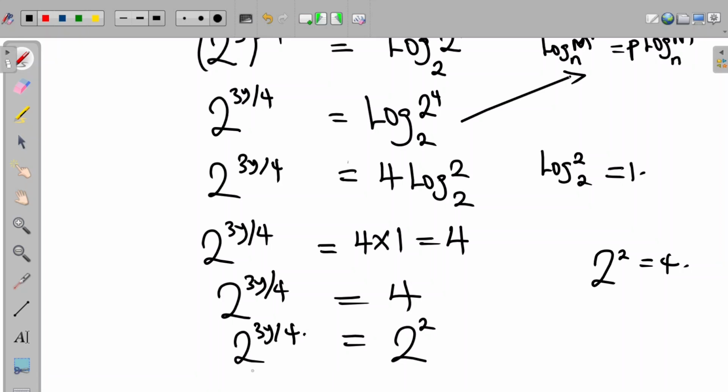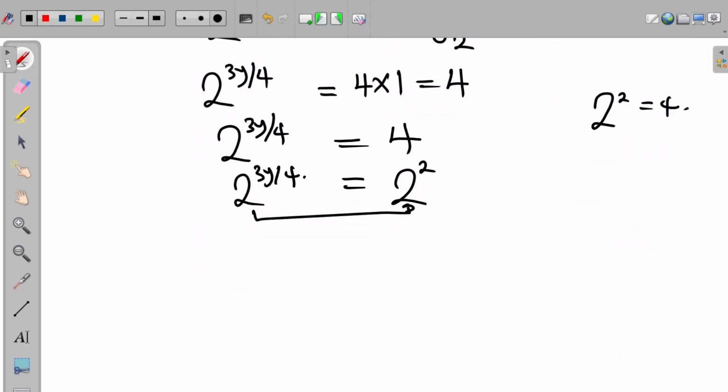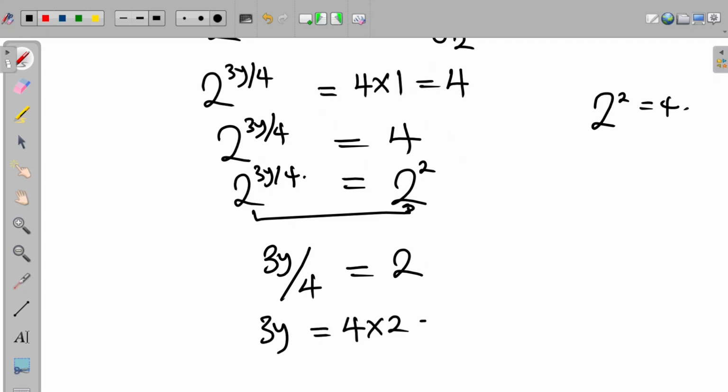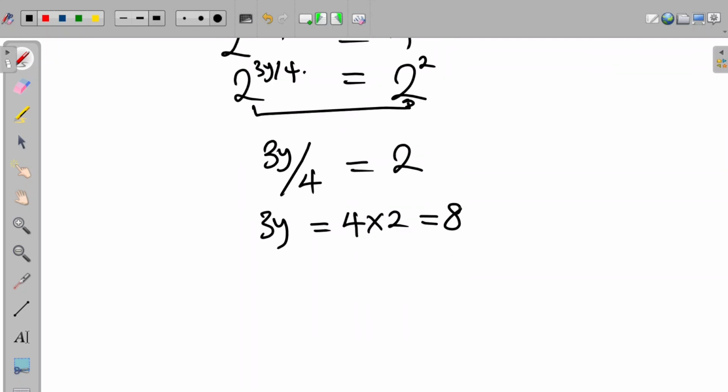Now, since their bases are the same, we have that 3y/4 is equal to 2. At this point, we can cross multiply, and we have that 3y is equal to 4 times 2, which is equal to 8. So therefore, y is equal to 8/3.